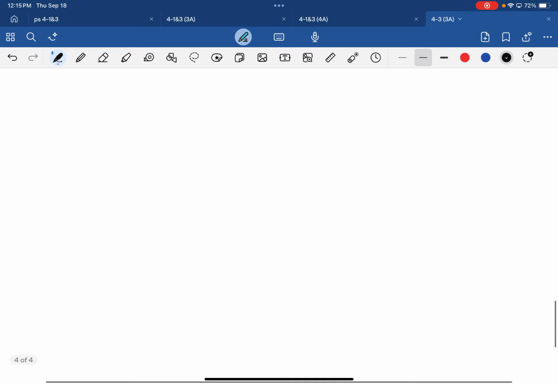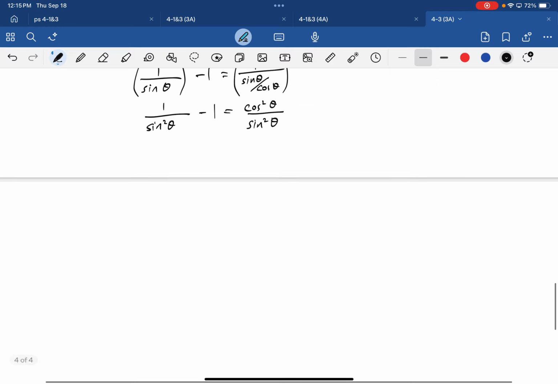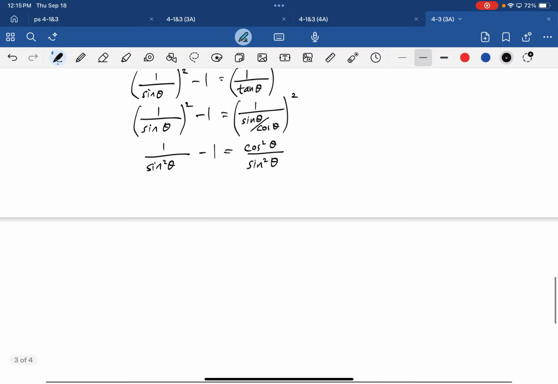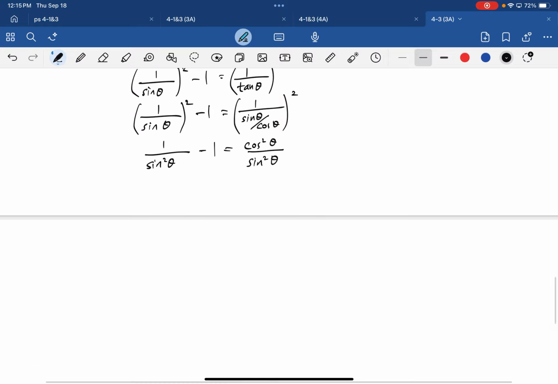Okay, next step, please. Multiply everything, or multiply both sides by sine squared theta. So that gives us 1 minus sine squared theta equals cosine squared theta. And we're done.